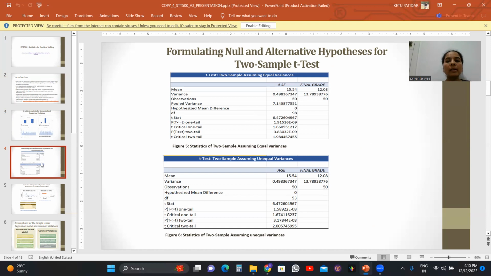Formulating null and alternative hypotheses for two sample t-tests are given. The first figure shows the statistics of the t-test, two sample assuming equal variances. And the other one shows the statistics of two sample assuming unequal variances.